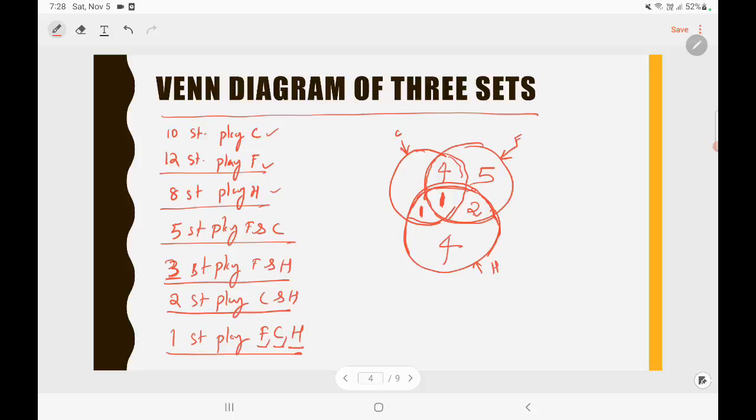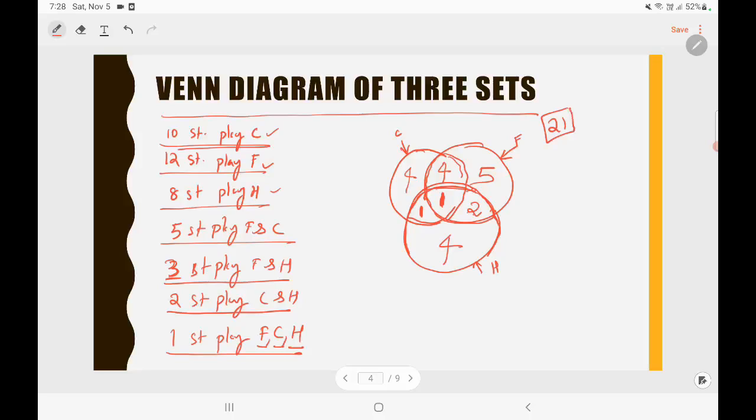Now in the circle of cricket you have to write 10 students. Here we have already written 6, so 4 will come here. So this is the Venn diagram for the given set of data. Now if you are asked how many total students there are, just add all the numbers inside this diagram: 4 plus 4 is 8, 8 plus 5 is 13, 15, 16, 17 and 21. So the total number of students is 21.